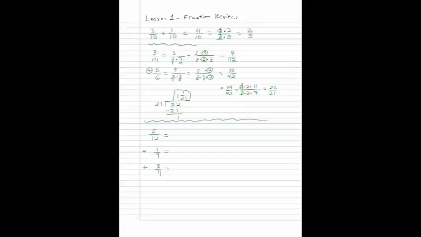and we're going to see what happens here. 12 is 4 times 3, which can be broken down into 2 times 2 times 3. 9 is 3 times 3. 4 is 2 times 2. And I'm going to bring over all of the numerators, all the tops of the fractions. And then my goal is to build a common denominator.